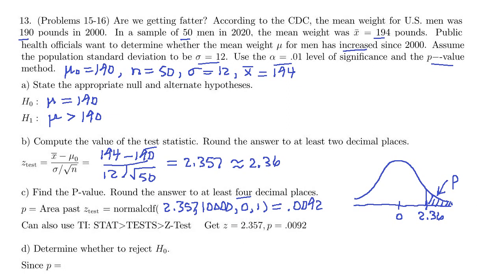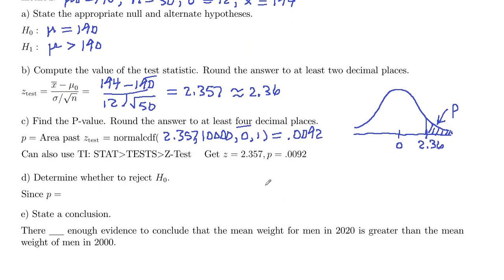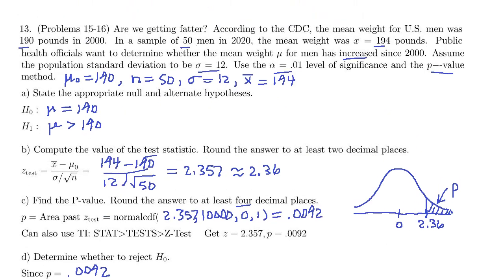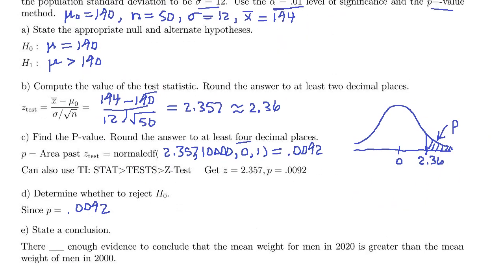And then now we want to determine whether we're going to reject the null hypothesis. Well, our p-value is 0.0092. We are testing that against alpha is 0.01 here. And 0.0092 is less than 0.01, which is our alpha. So that means that we are going to reject H0.